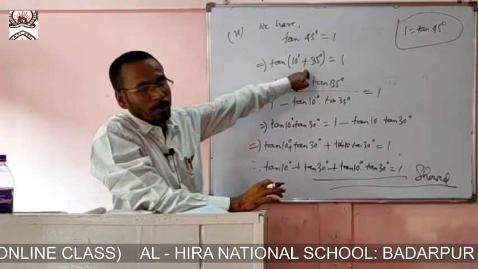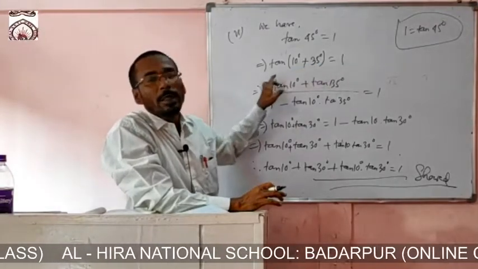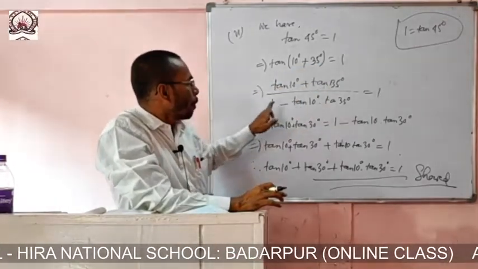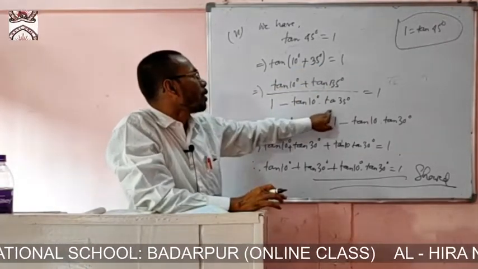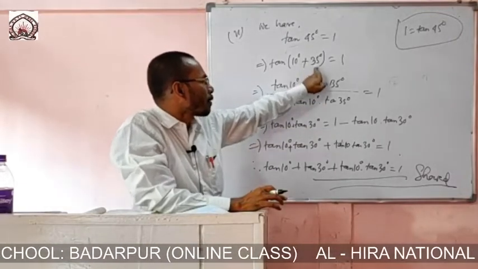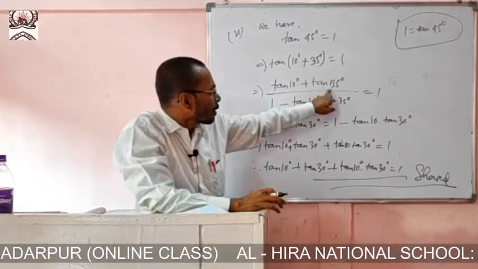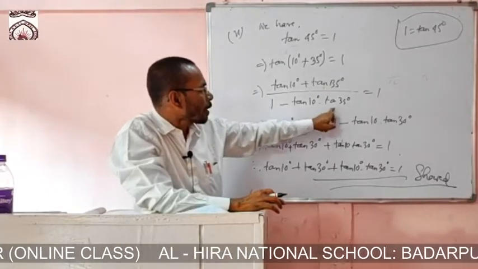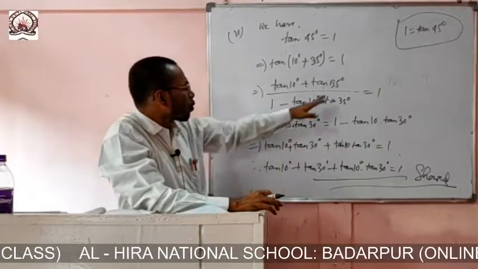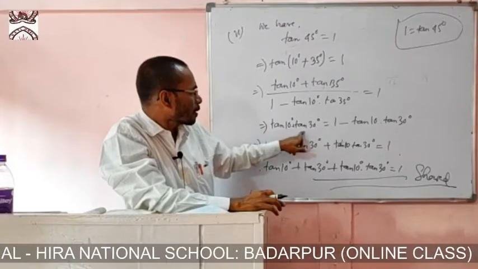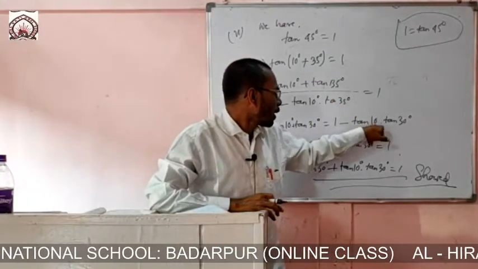And you see the tan A plus B formula. Tan A plus B formula is tan A plus tan B by 1 minus tan A tan B. Here A is 10, B is 35. So this is tan 10 plus tan 35, 1 minus tan 10 tan 35, equals 1. Then cross multiplication, tan 10 plus tan 35 is 1 minus tan 10 tan 35.